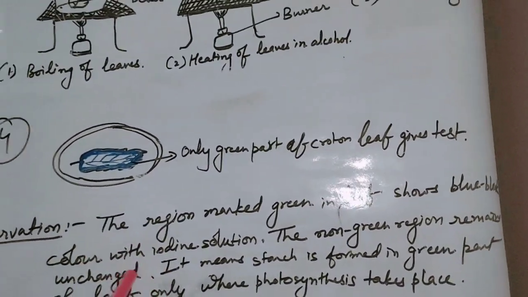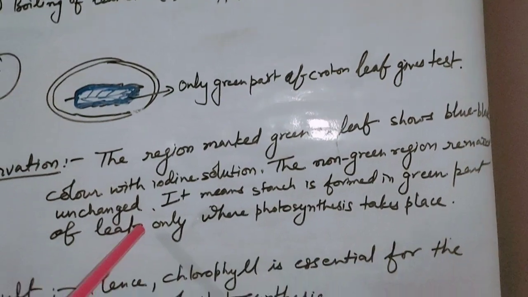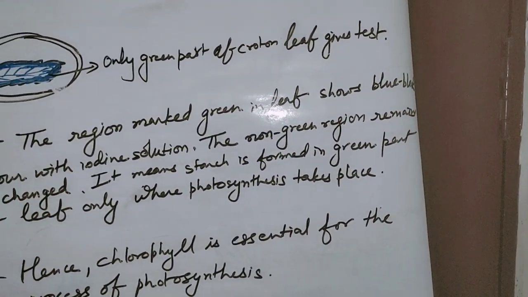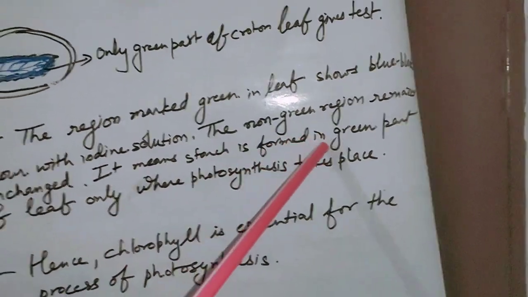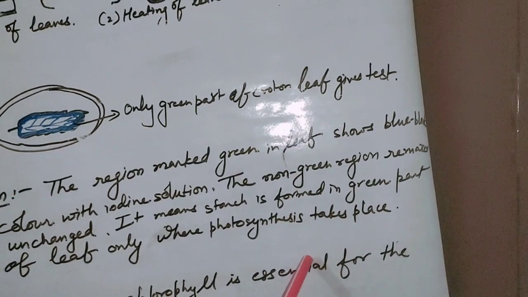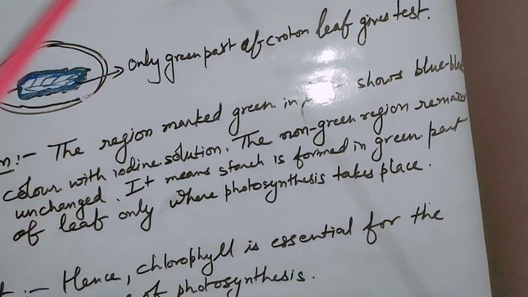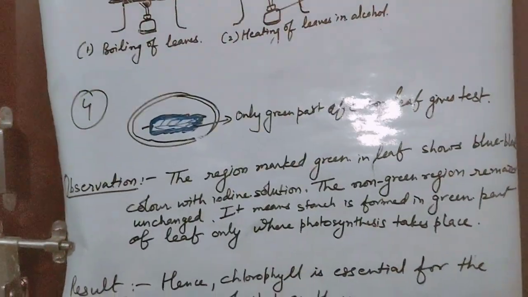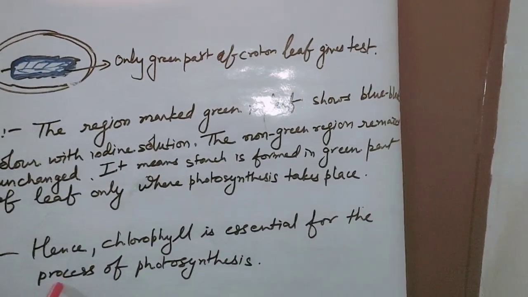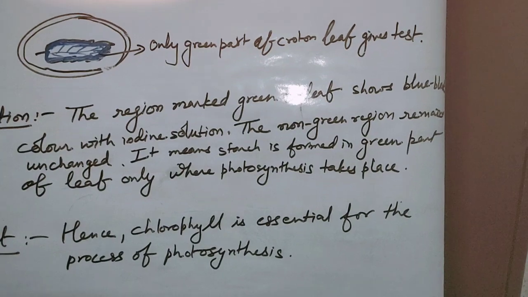Why? Because it has not done the process of photosynthesis, as it is not green in color. So it means starch is formed in the green part of the leaf only, where photosynthesis takes place. Here, by the experiment, we conclude our result as chlorophyll is also essential for the process of photosynthesis.